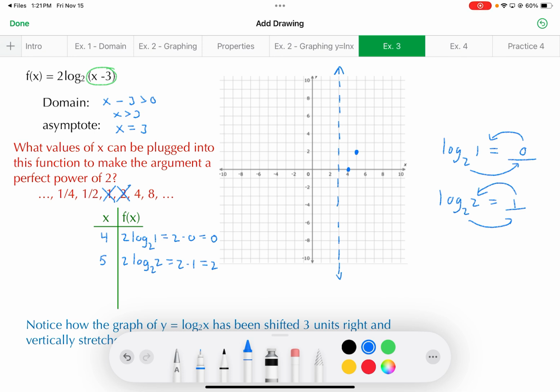Now the next perfect power of 2 is 4. What does x need to be so that when I subtract 3, I get a 4? 7. So that's going to take me to 2 times log base 2 of 4. Well, what's log base 2 of 4? 2 to what power is 4? 2. And then 2 times 2 gives me 4, to where I now have the point (7, 4).